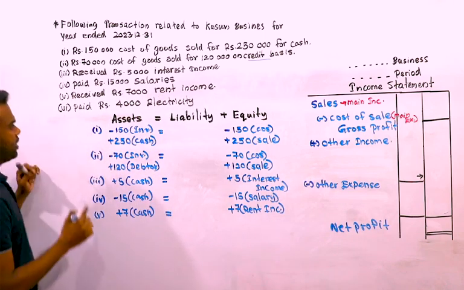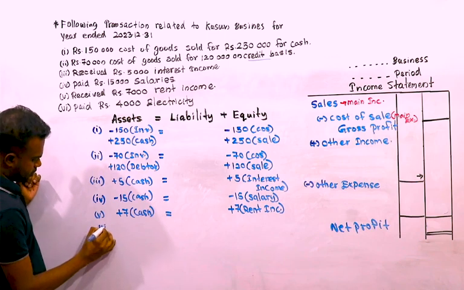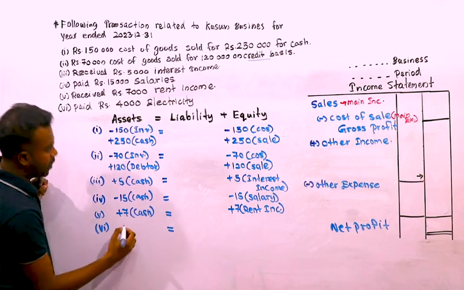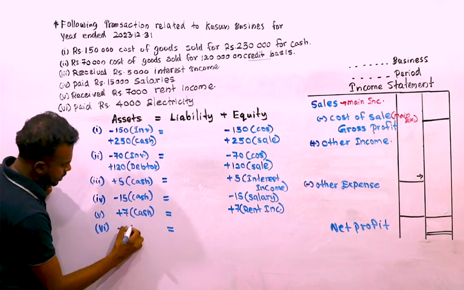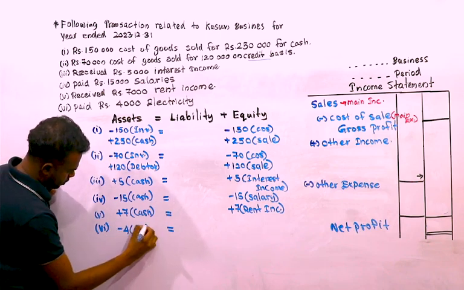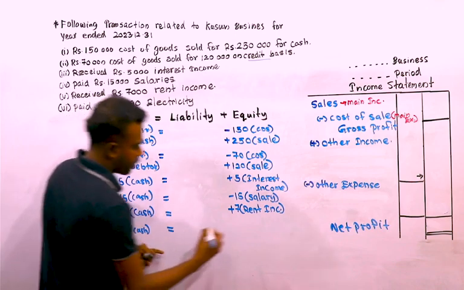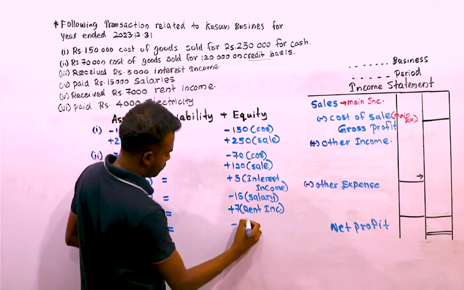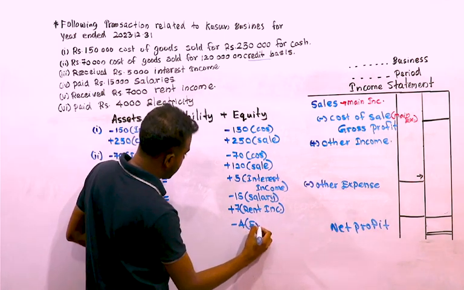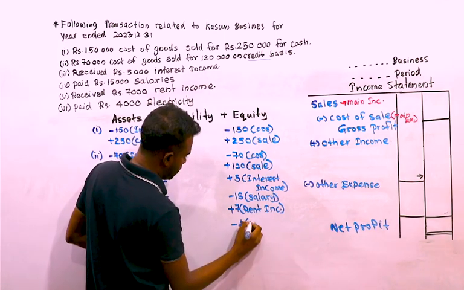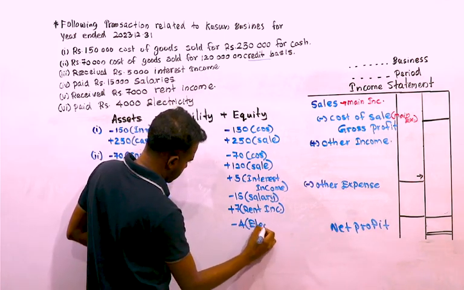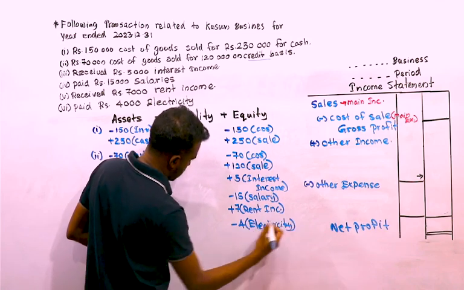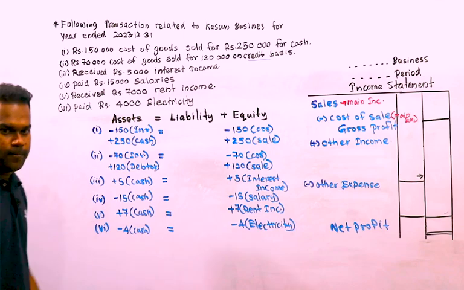We paid electricity, 4,000. Cash decreases, right? Equity decreases because of expense, 4,000. Write down the expense name. Don't write cash here. Write down the expense name here.